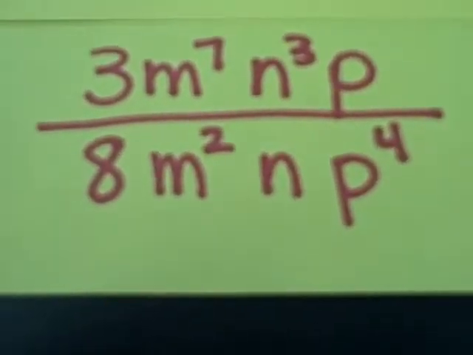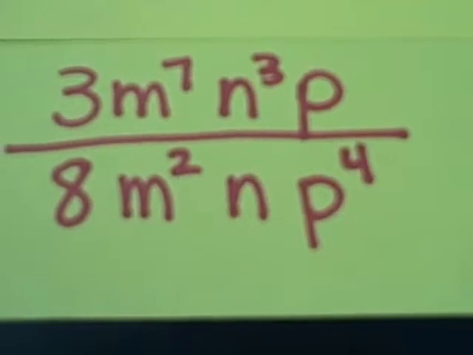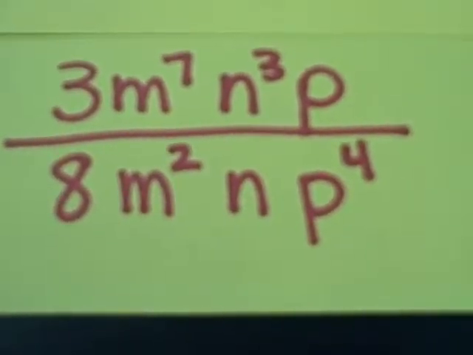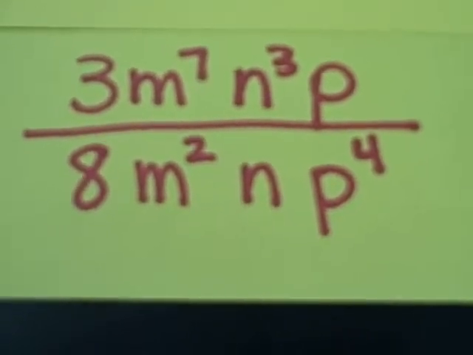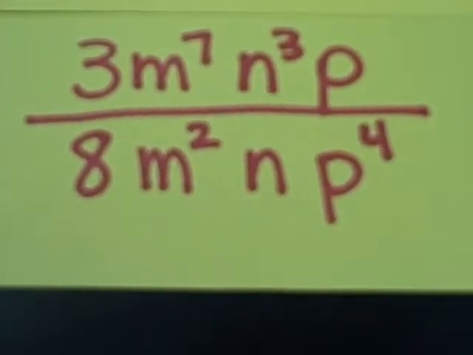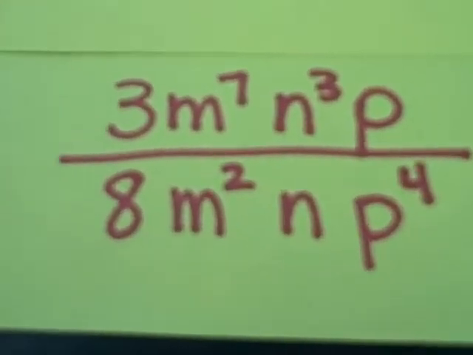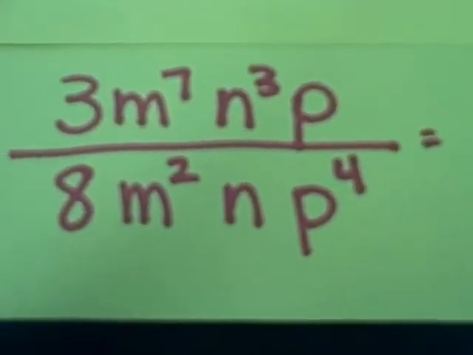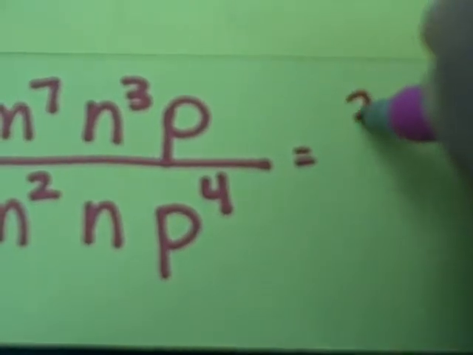Here's the try this problem for station 6. 3m to the 7th, n to the 3rd, p, divided by 8m squared, n, p to the 4th. What I need you to do now is hit pause, work together or work by yourself to figure out what the answer should be, and then play and I'll give you the answer. Alright, so here's the answer. 3 over 8 doesn't divide, so we leave it as 3 over 8.